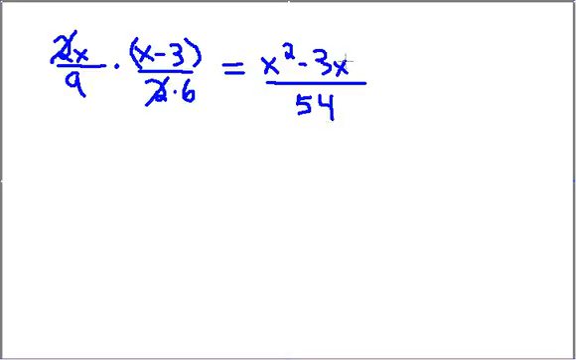If we were to go ahead and factor out the x up top, we could, but that's just going to leave us with an x times an x minus 3 again. And there are no common factors in the denominator, so this is in fact in lowest terms, x squared minus 3x over 54.